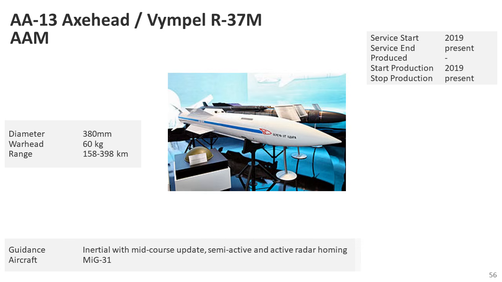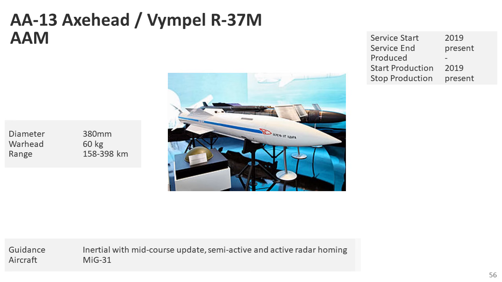The R-37M, or NATO reporting name AA-13 Axe-Head, is a Russian supersonic air-to-air missile with a very long range. It was designed to shoot down tankers, AWACS and other C4I Star aircraft, communication and intelligence aircraft, while keeping the launch platform out of range of any fighters that may be protecting the target.